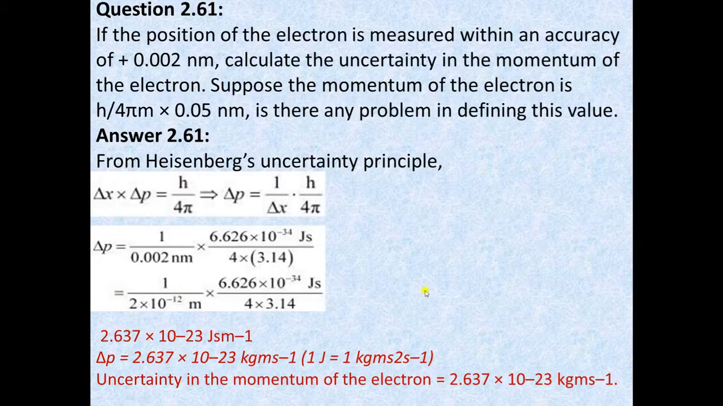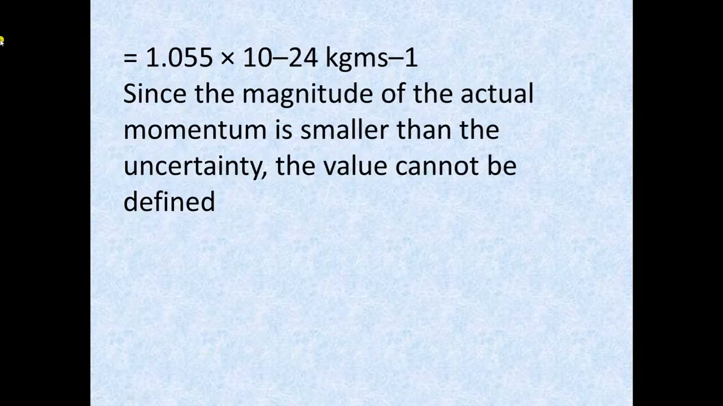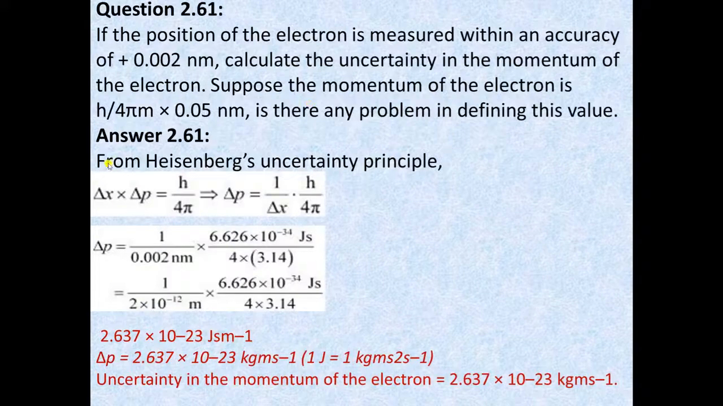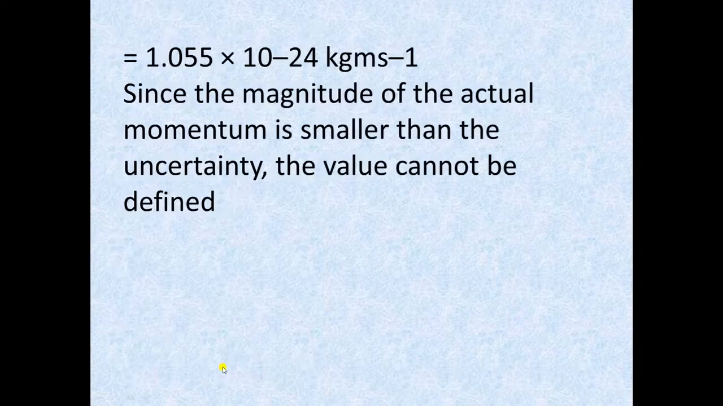Now, the momentum of electron is given in the question, that is h upon 4 pi m into 0.05. When you put values of h upon 4 pi m and solve it, it comes equal to 1.055 into 10 to the power minus 24 kilogram meter per second. So here magnitude of the actual momentum is smaller than the uncertainty. That means value of uncertainty here is more. So the value cannot be defined.